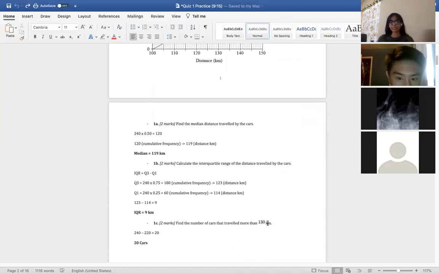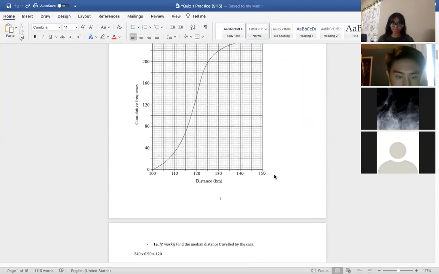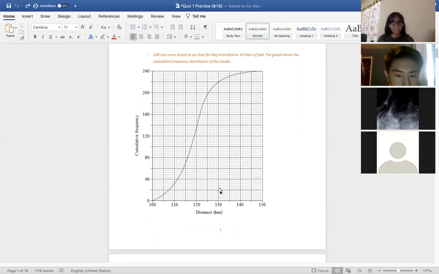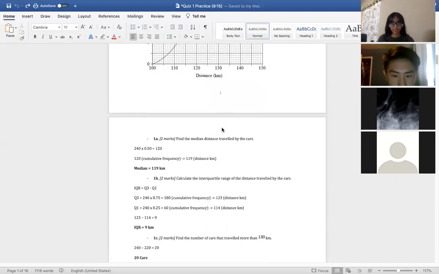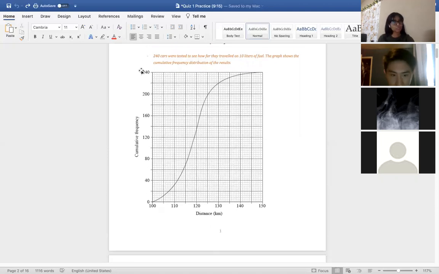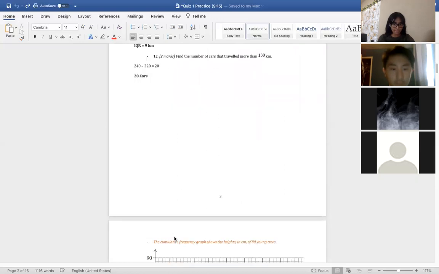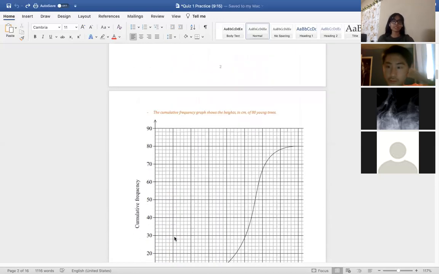Okay, since it's asking for the measure 130, you have to look at the x-axis. I was looking at the y-axis. So here's 130. Find right here, that's 220. Since it asks for how many cars traveled more than 130, you have to look above. So 240, which is the highest value, minus that 220 is 20. So it would be 20 cars. My bad, y'all. Okay, next question.